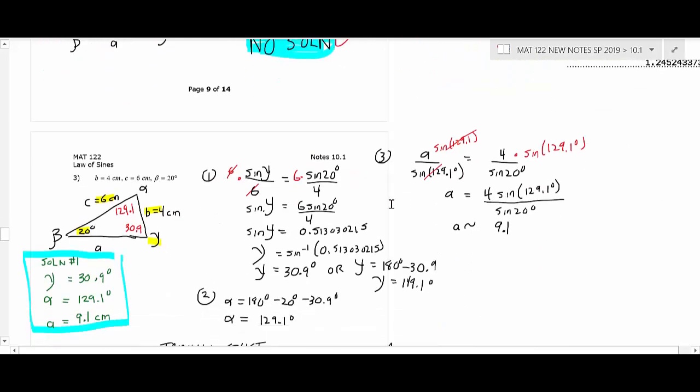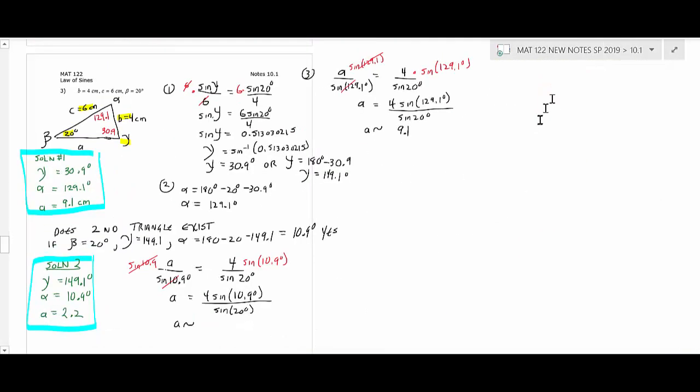Okay, the next page, you should have got 2 solutions. I'll let you look over the details on this. Solution 1 was gamma is 30.9, alpha is 129.1, and side A is 9.1 centimeters. The second solution does exist. You would get gamma is 149.1, alpha gives a sensible angle at 10.9, and then A is 2.2 centimeters. So this had 2 solutions.